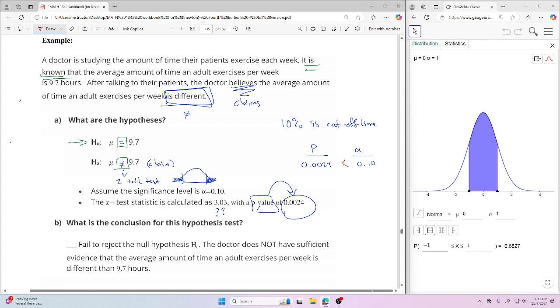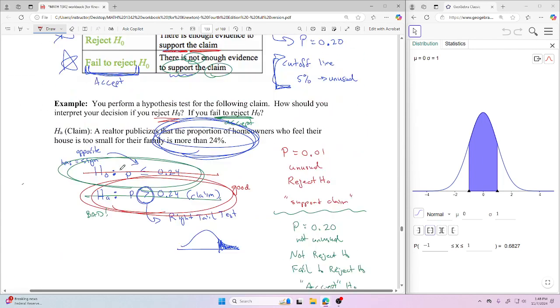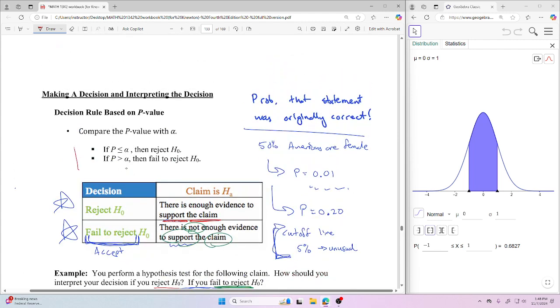Alpha. Yep. P is less than or equal to alpha. If it's less than, you're going to reject H naught. Now, to prove that, I'm going to go back up for just a second. I'm going to come right back here. Go way back up to this decision rule right here.